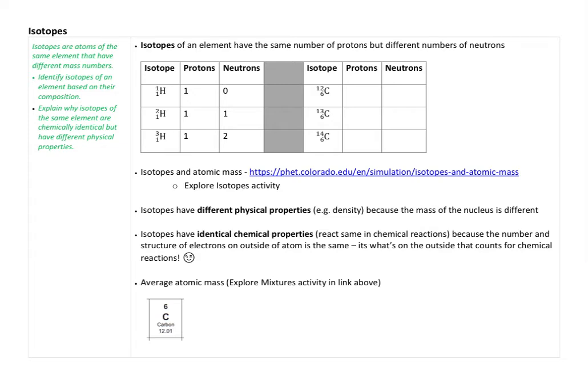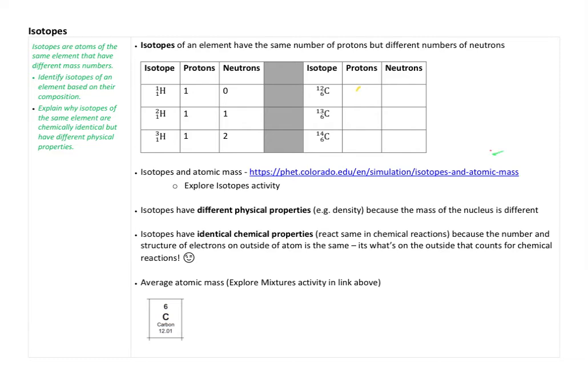If you want, you can just pause the video and think about these for a sec. So these three isotopes, how many protons and how many neutrons? If you want to pause the video now and have a think about that, see if you can work out what they are. Okay, so hopefully it was pretty obvious that it's carbon and the atomic number is 6.